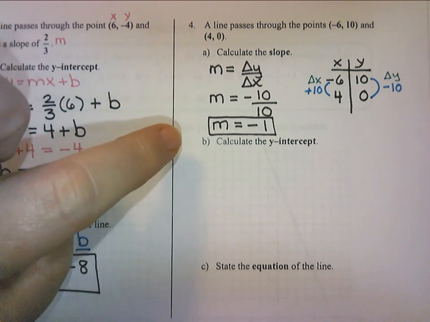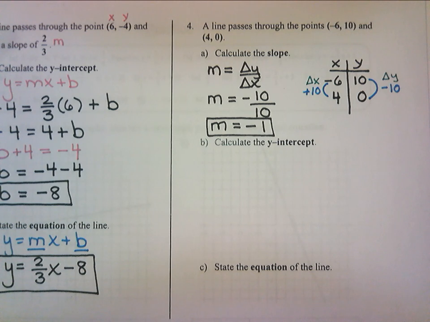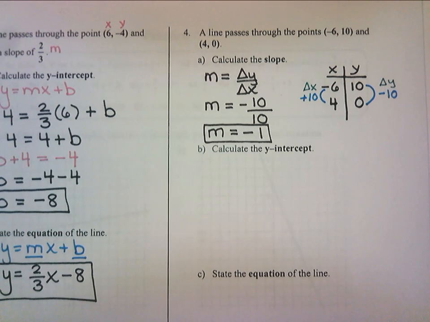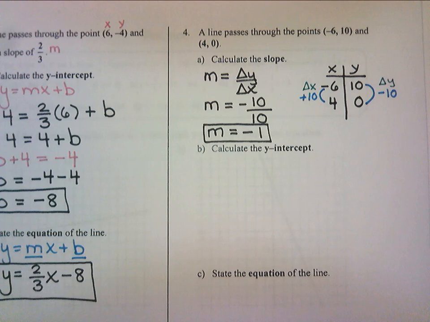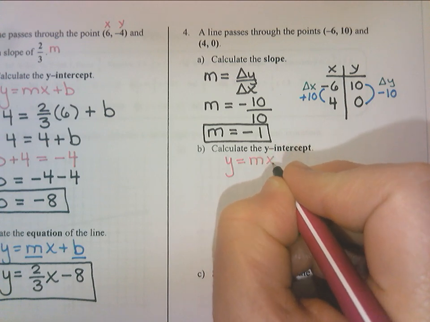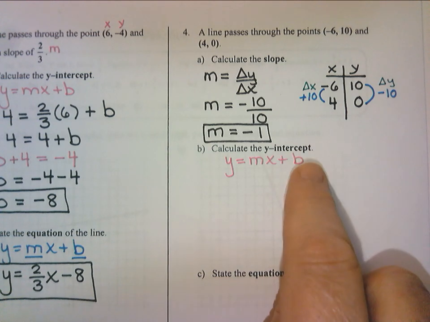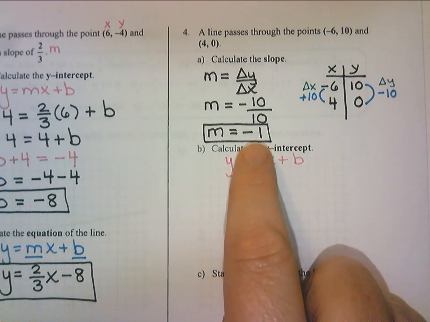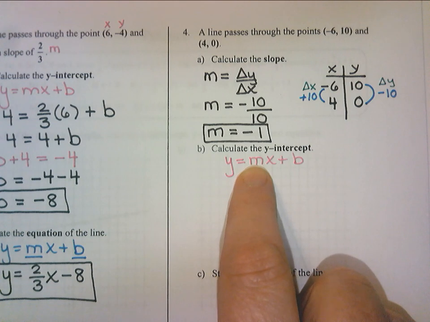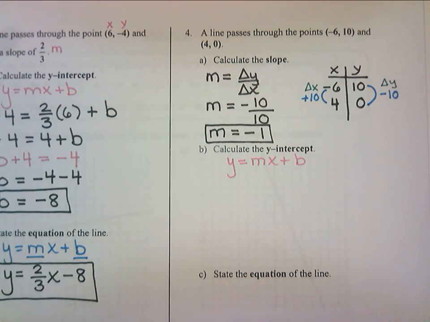Okay, now that I know my slope, the next question is calculate the y-intercept. So to calculate the y-intercept, I need to use the formula y equals mx plus b. We don't have a special formula for y-intercept. We use our equation in order to calculate that. So I should know everything except for b. I know my slope is -1, and then x and y are a point. I have 2 points that were given to me in the question.